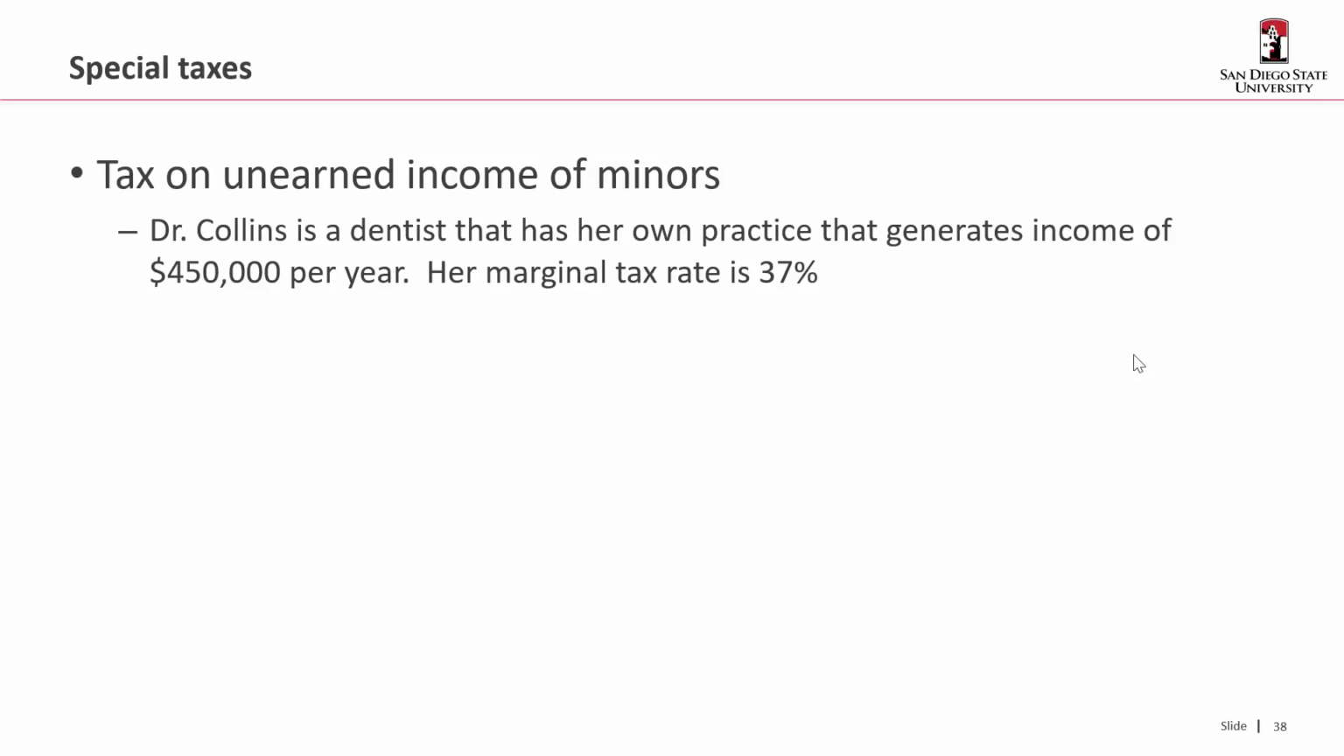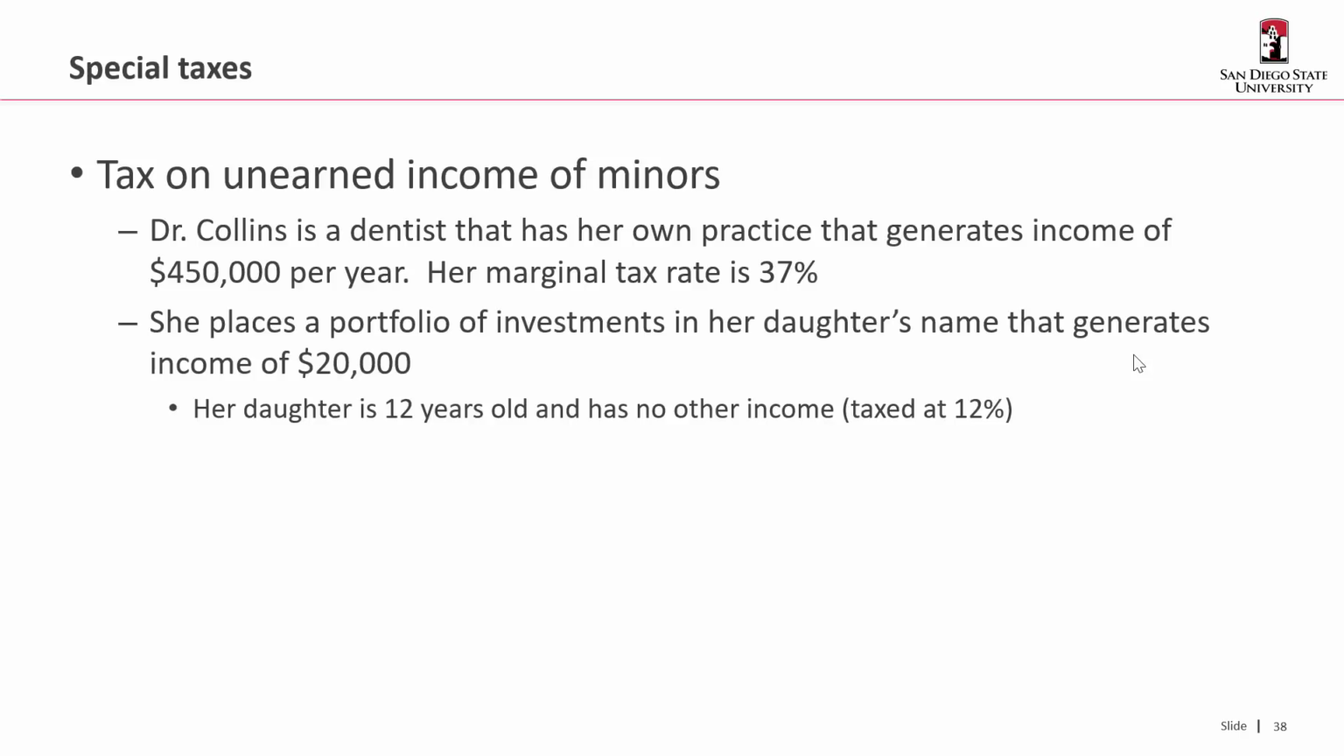So let's start with my sister. My sister is Dr. Collins. She's a dentist. She has her own practice and it generates good income. I made this income number up. I used to do her taxes, but I haven't now for years. But she does okay. I know that for sure. And her marginal tax rate is 37%. So that means she's in the highest marginal tax bracket that currently exists in 2018.